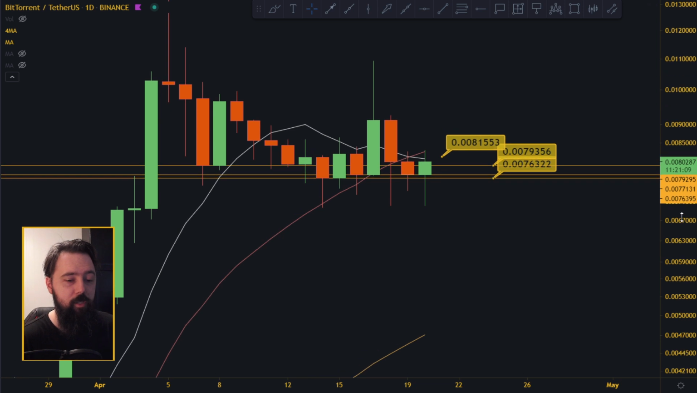Right now also we are waiting for what Bitcoin is going to do. If Bitcoin goes up, everything goes up, and if Bitcoin goes down, everything goes down. So it's not Bittorrent's fault if Bitcoin goes down.